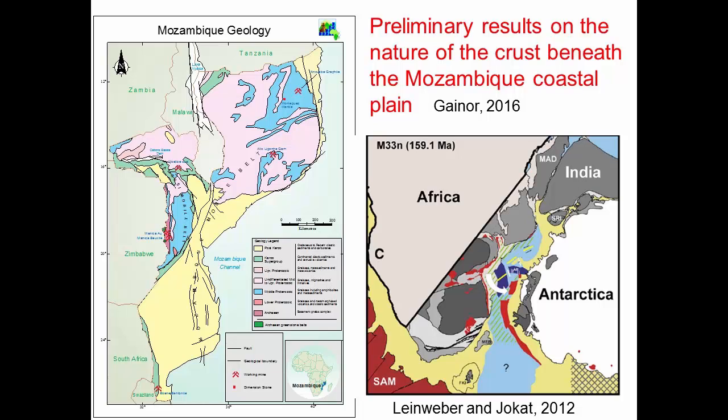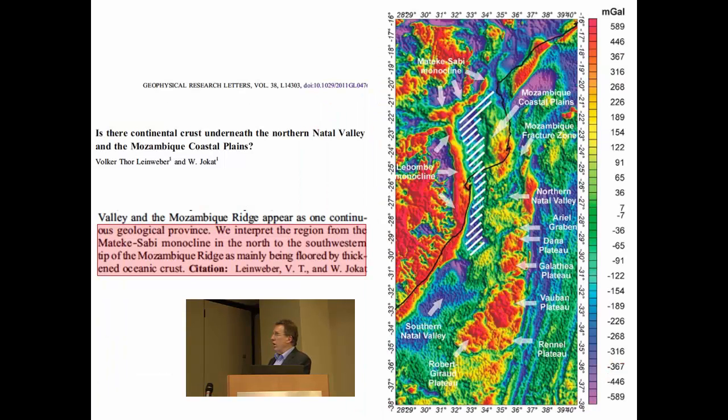So a number of authors have argued that the crust under this part of the coastal plain is actually oceanic, and it was crust that developed during the opening of Gondwana, the earliest rifting stage. Again taking another paper by Leenweber and Jokart here, they use this map showing the gravity. It's a gravity map of this part of Africa. Here's the coastline right there. This is the Mozambique coastal plain here.